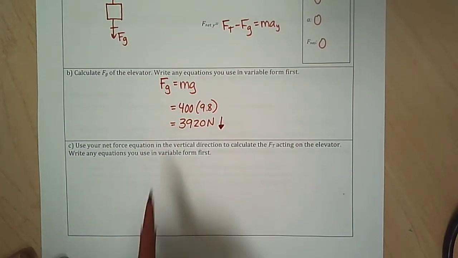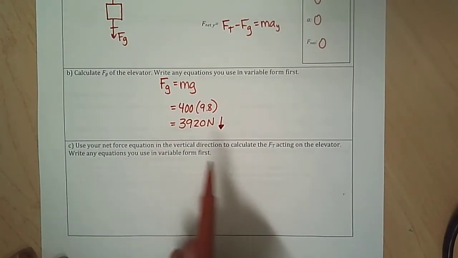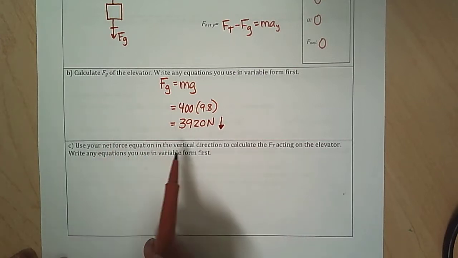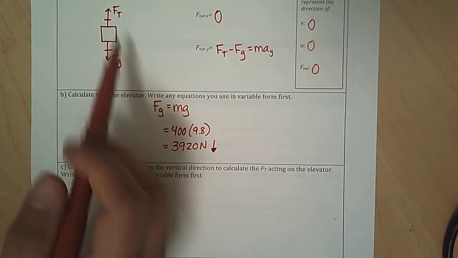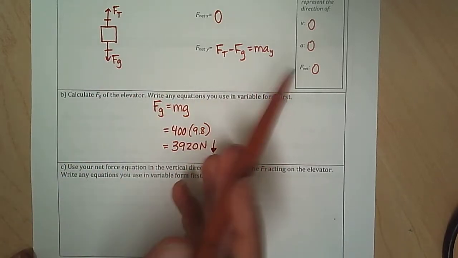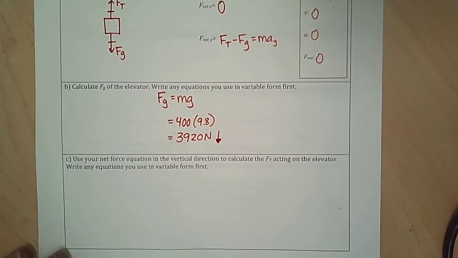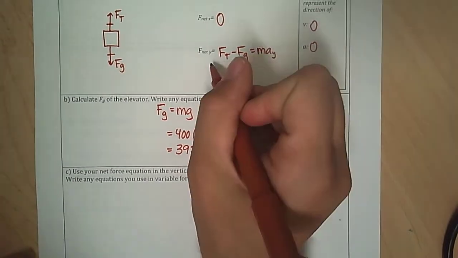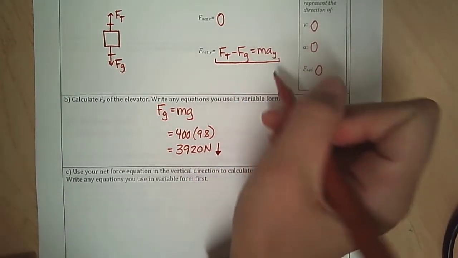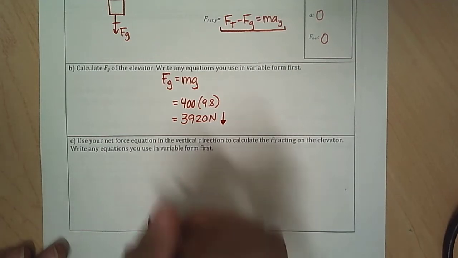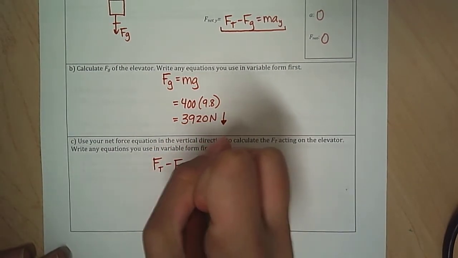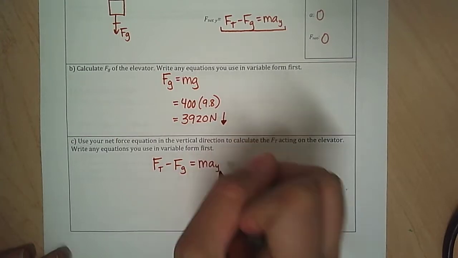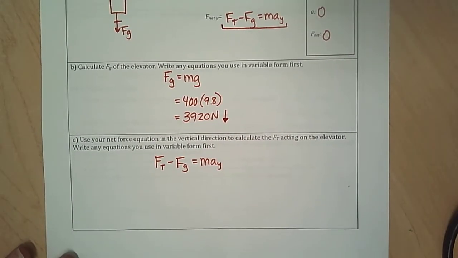Part C says use your net force equation in the vertical direction to calculate Ft. Write the equations used in variable form first. Some of you are like, Mrs. Rona, we know it's 3920. They have to be equal because there's no F net. But how would we show that with an equation? So we would use what we wrote here. So we're just going to take that equation you wrote and rewrite it down here. So Ft minus Fg is equal to may, right? Because net force is always equal to ma.